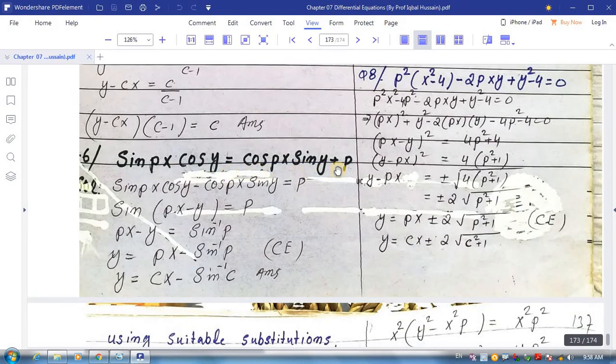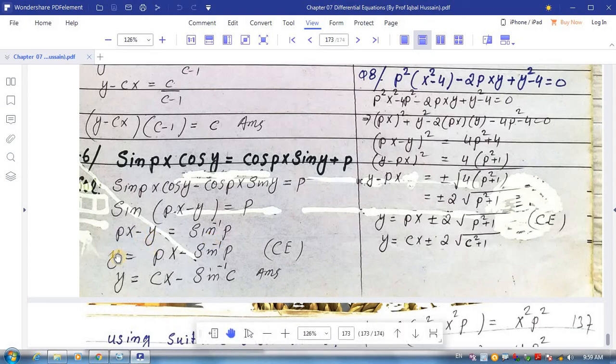This is another differential equation, sine of px cos of y minus cos of px sine of y. Transpose this term to the left side. Here we have p. Now this expression is sine of px minus y is equal to p. Now taking this sine to the other side, px minus y is equal to sine inverse p, or y is equal to px minus sine inverse p. This is Clairaut's equation. Replace p by c and get the general solution. This is the general solution.